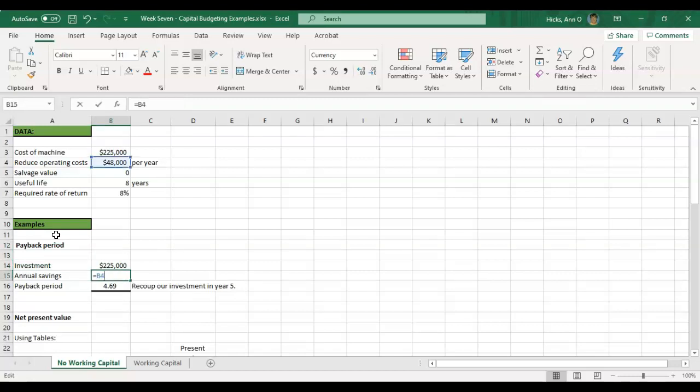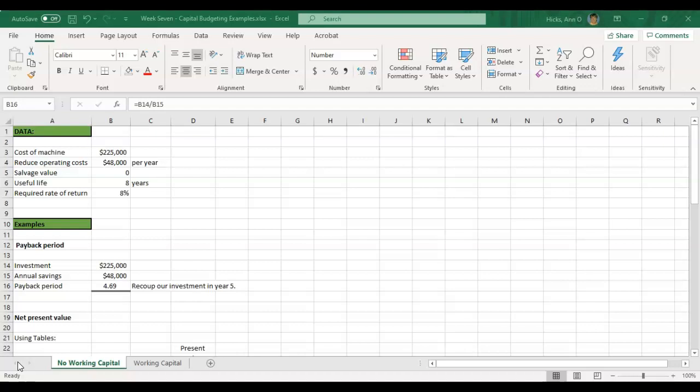Well, if we're looking at an annual savings of $48,000, then all we really need to do to calculate how long it takes us to recoup our investment, in other words, our payback period, is to take our initial investment and divide it by the annual savings of $48,000. And what that shows us is that it will take us between 4 and 5 years. So in the 5th year, we will recoup our investment.